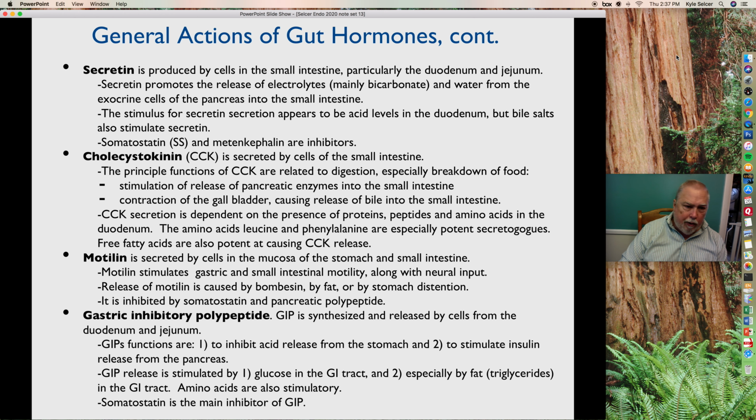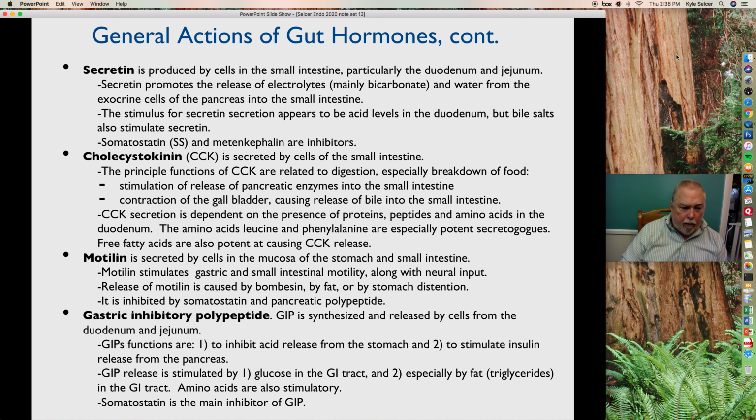to cause CCK release. Motilin, secreted by cells in the mucosa of the stomach and small intestine, stimulates gastric and small intestinal motility. So it gets the stomach churning and it gets the small intestine moving, so you can move the food along. There's neural input to the stomach as well. The peristaltic waves that move food down the gut have a lot of neural input from the nervous system. It's inhibited by somatostatin.